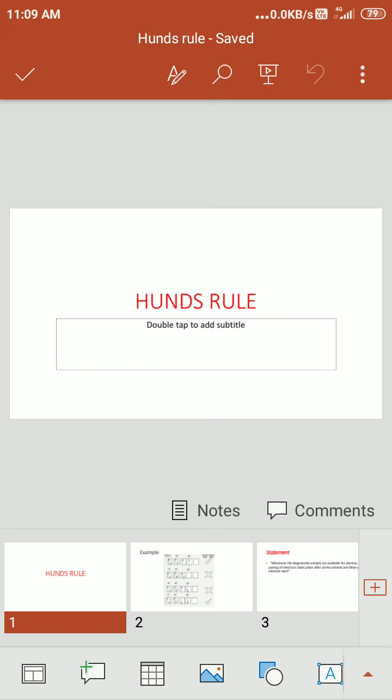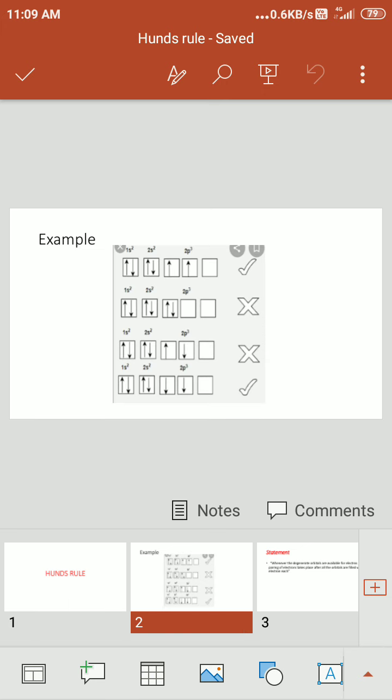An orbital can hold only two electrons. How these electrons enter into the orbitals will be explained by this Hund's rule. So what is the statement of Hund's rule? Before going to explain the statement, here are the examples of some configurations.